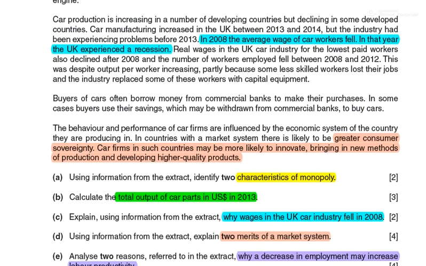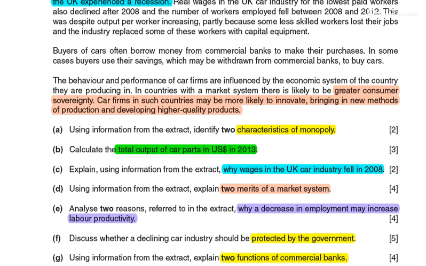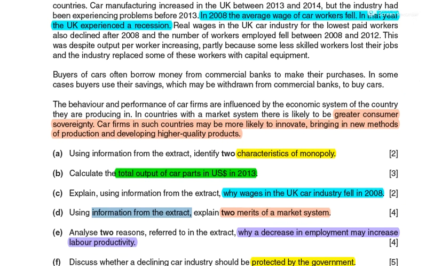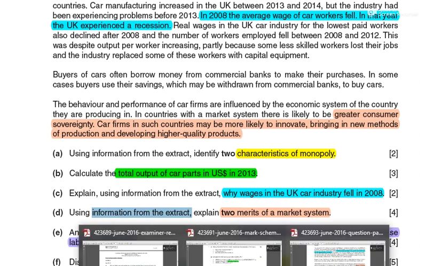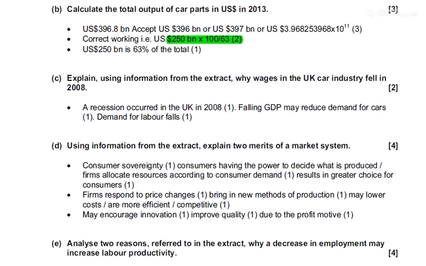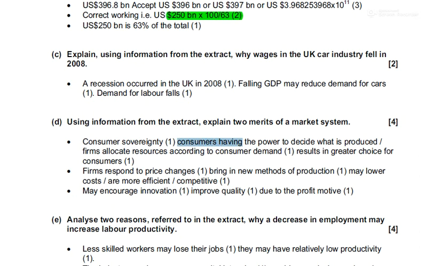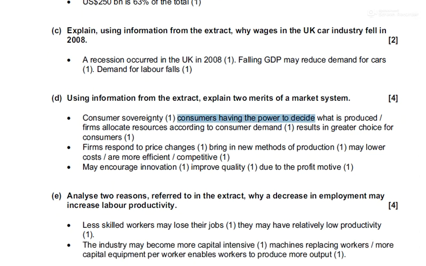Next question, question D. From the extract, 2 merits of a market system. So you have to use consumer sovereignty and innovation. Those are the 2 best answers. And then obviously another mark for explaining. So consumer sovereignty, consumers have the power to decide what's produced, another mark. Results in greater choice, another mark.